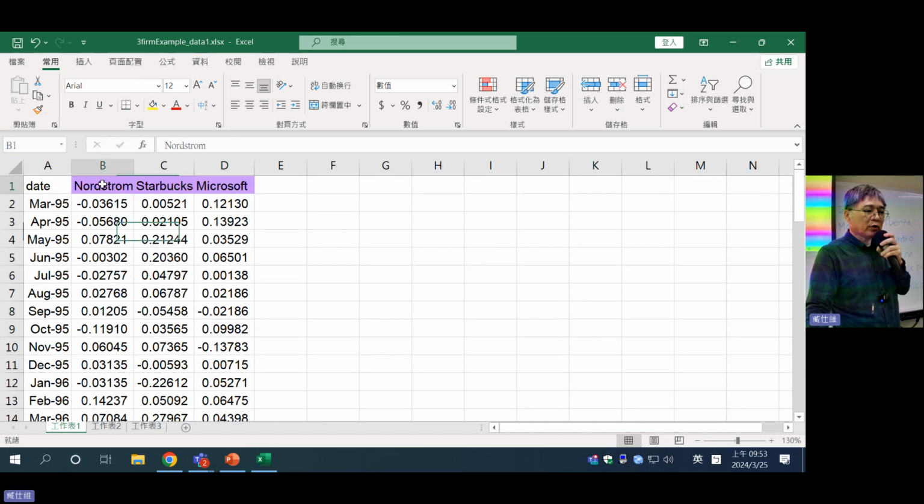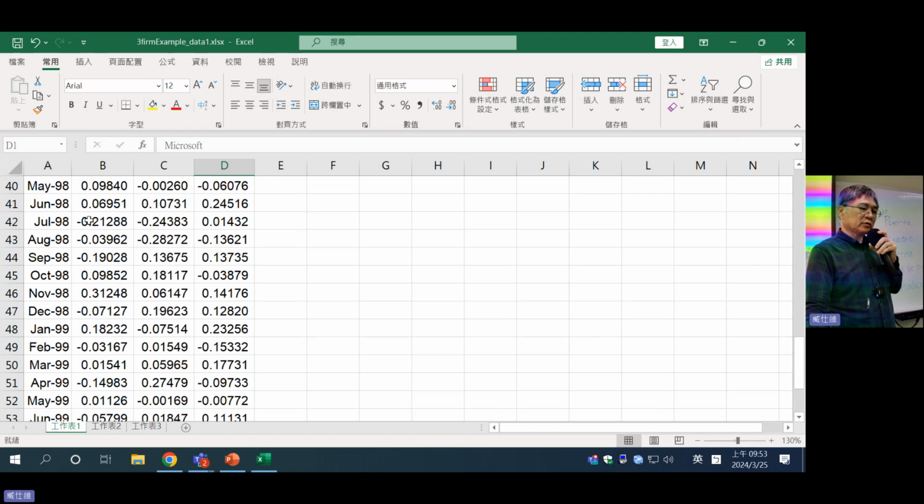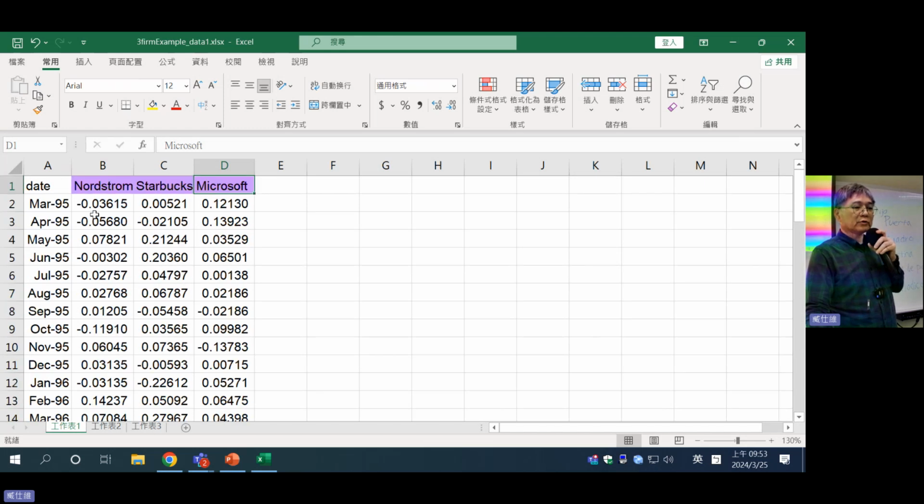Raw data here, we have 3 company returns: Nordstrom, Starbucks, and Microsoft, and the date runs from March 1995 until January 2000. So this is a monthly return, because we have time series data. But don't worry, we only care about the data here. You have to import the data into R and do some calculation.